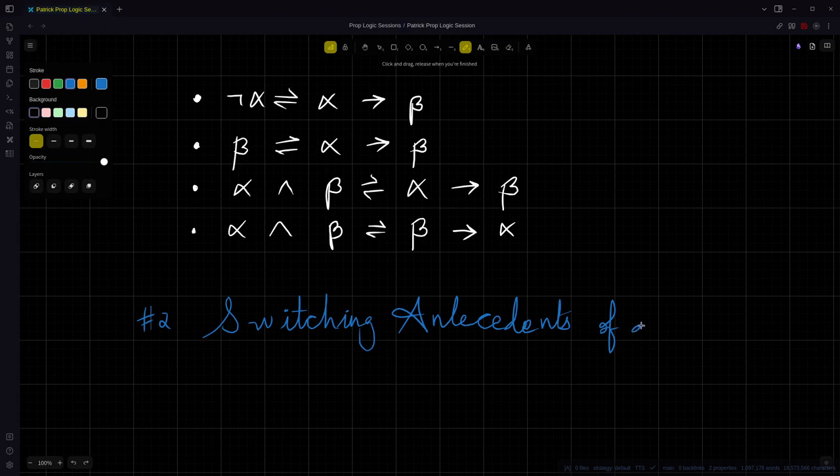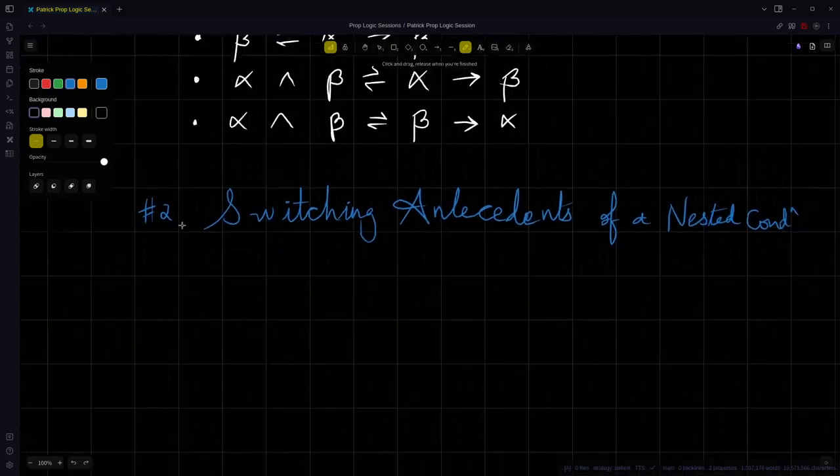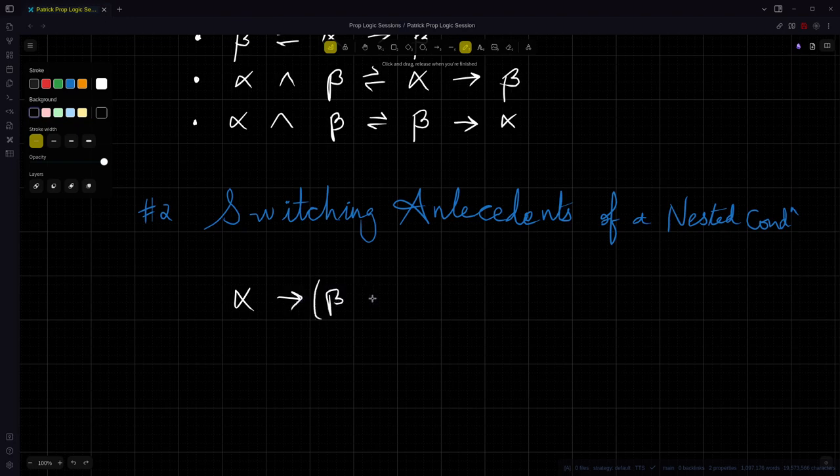Of a nested conditional. Okay, let me just change the color. Let's say you have alpha implies beta implies gamma. This is what we call a nested conditional.